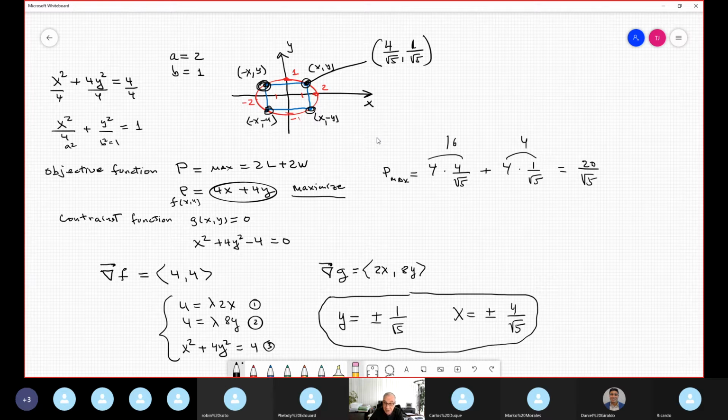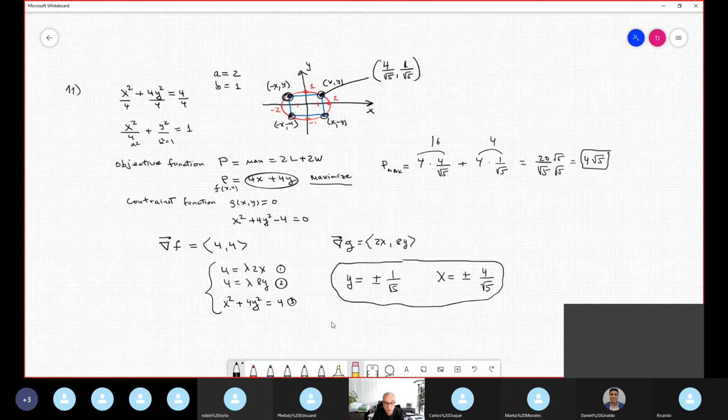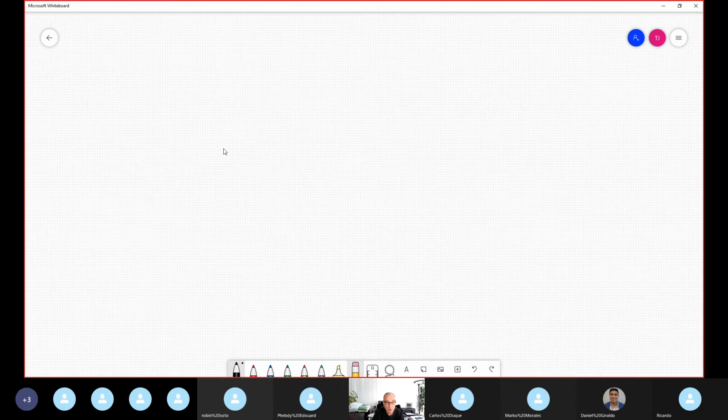Well, leave it like that, or rationalize, either way: radical 5 over radical 5, so 4 radical 5. This is the maximum perimeter of the famous rectangle inscribed in the ellipse. Any question? You get the idea a little bit, or no? Lagrange multiplier. Good. Okay. Let's move on to problem 12.